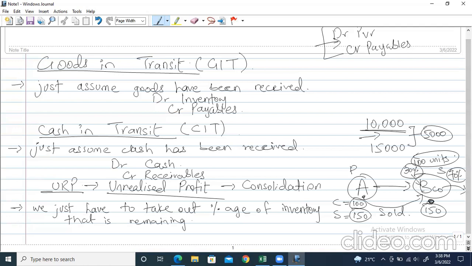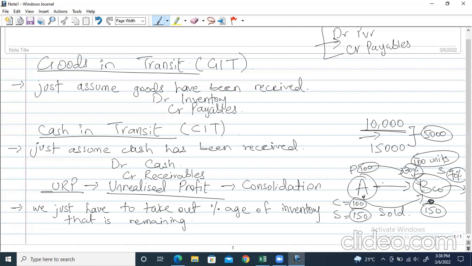The other 70% will be sold out to the customers. Okay, sorry. So basically, A company sold 100 units to B company. 100 units were sold to B company, okay.